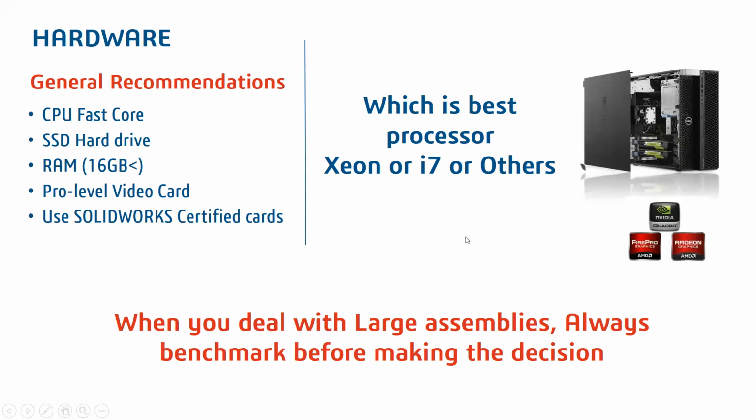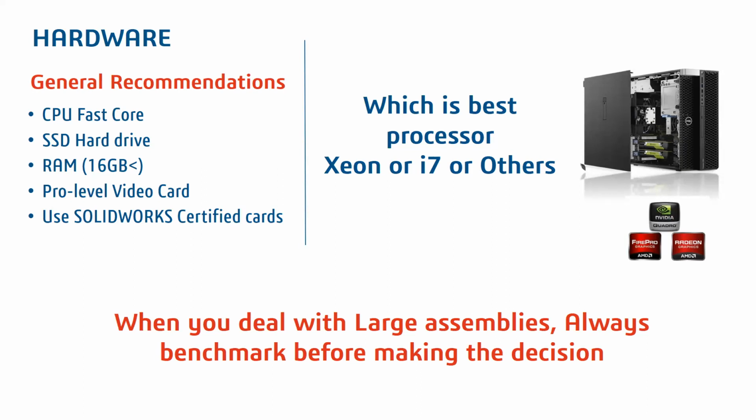I have an interesting question for you. In hardware, the general recommendations are that we have to use SolidWorks certified cards: a faster CPU core, an SSD hard drive, and RAM of more than 16 GB. Now I have a question for you: which is the best processor, Xeon or i7 or others? Are these going to impact opening the large assembly?